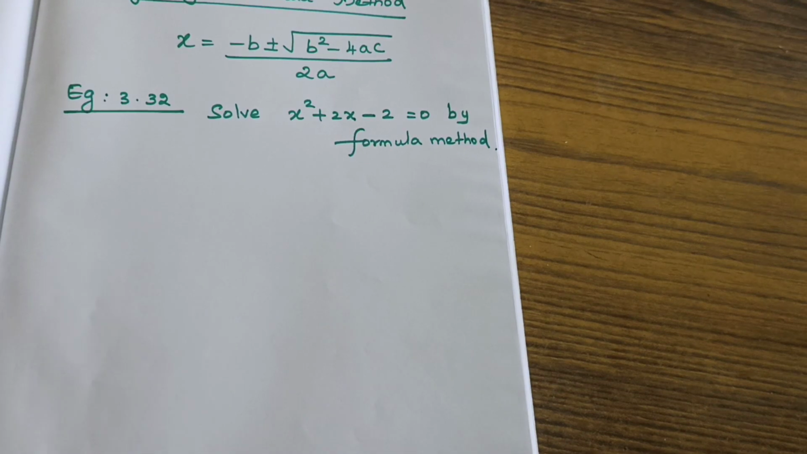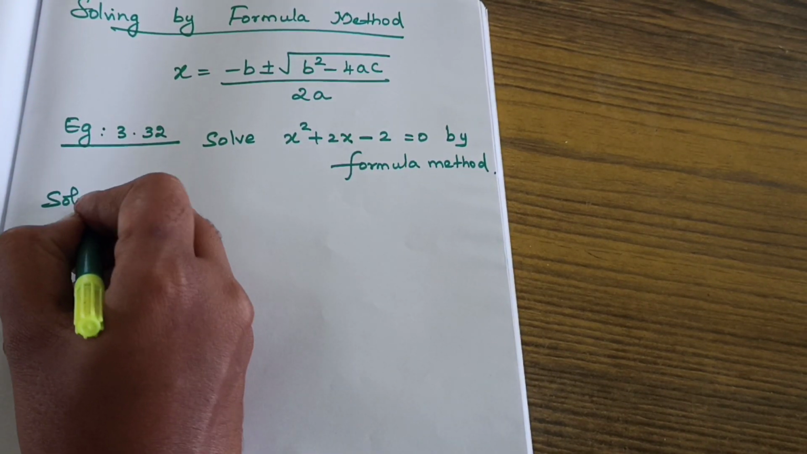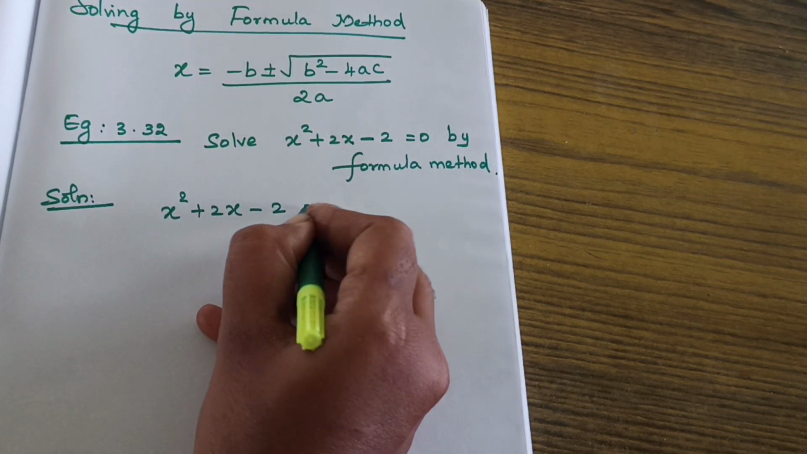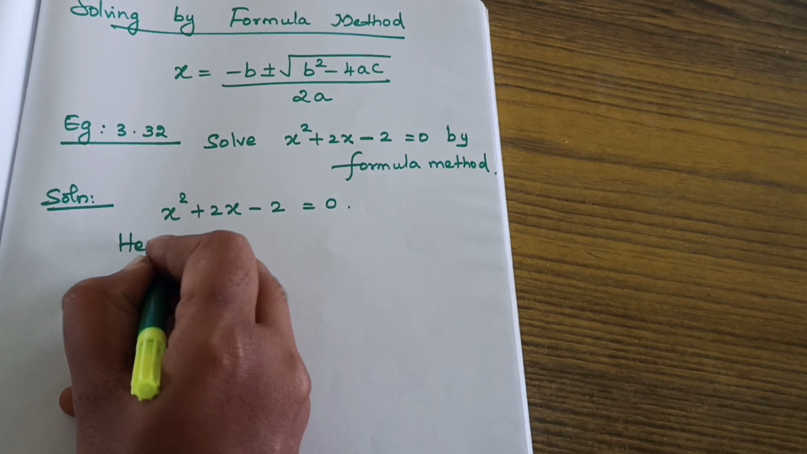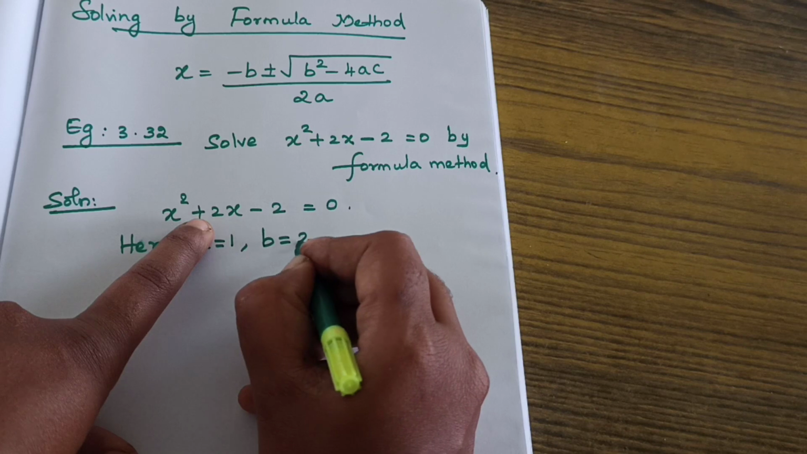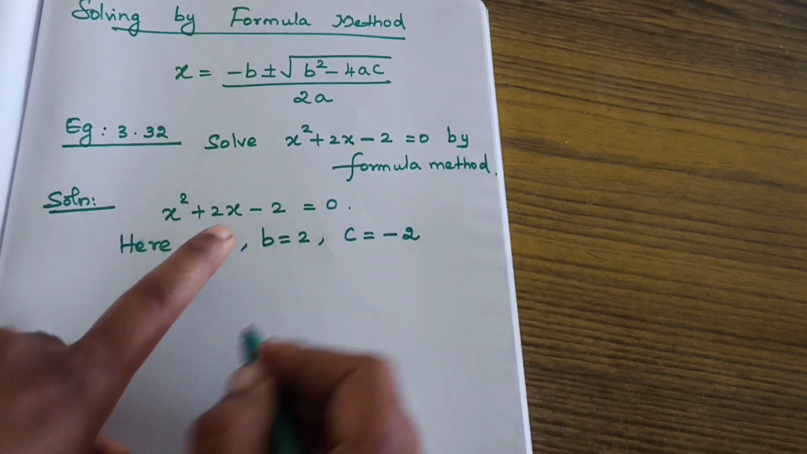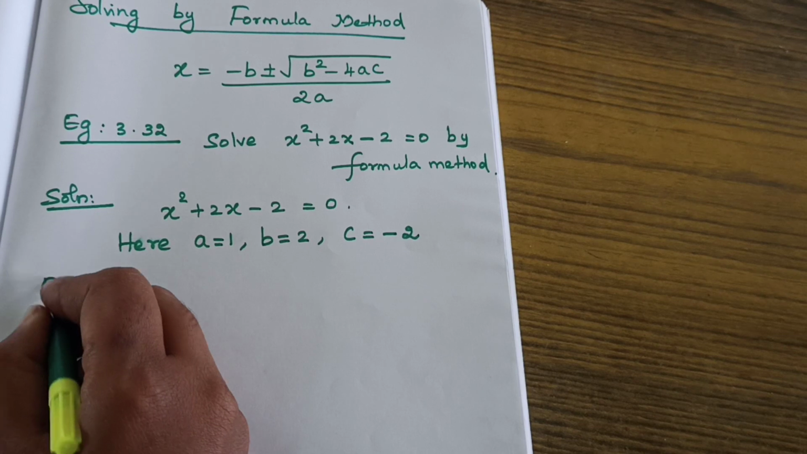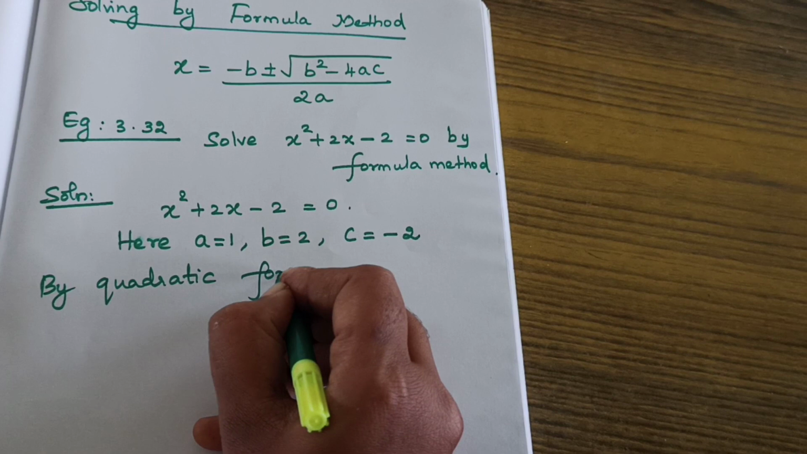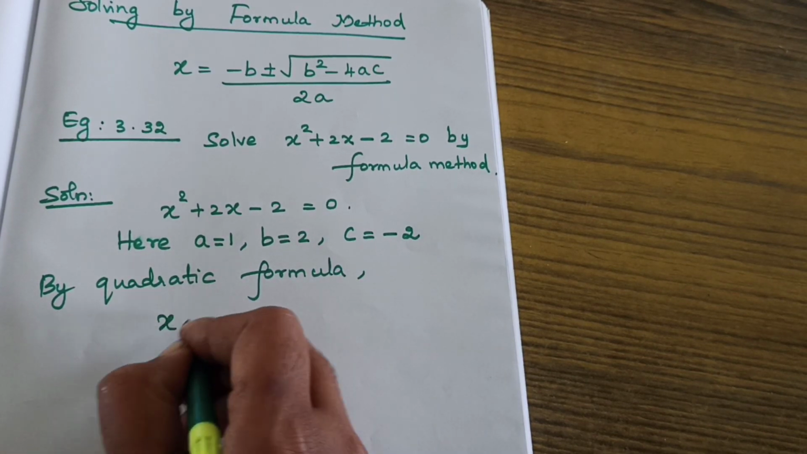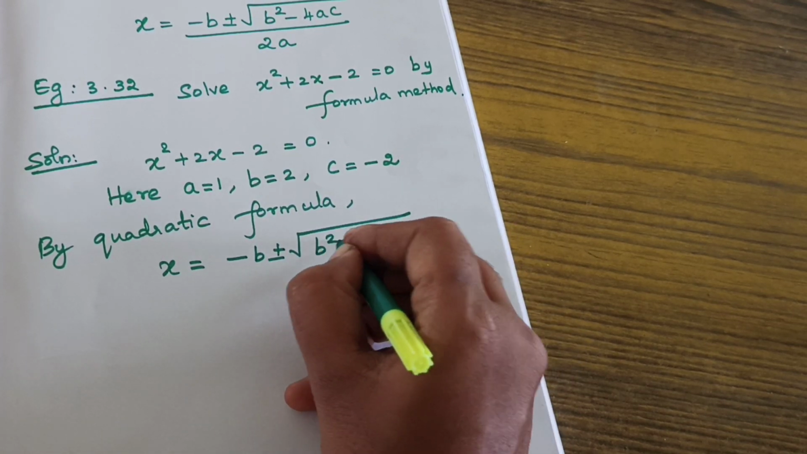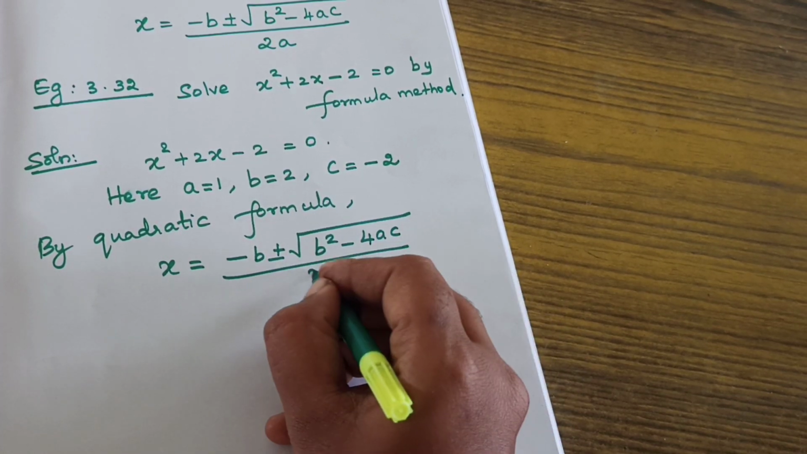Okay, so shall we do it now? This one is very simple. Solution. First write the equation, the given equation. X square plus 2x minus 2 equal to 0. Then here a equal to, a means coefficient of x square, 1, b equal to 2, c equal to minus 2. Then apply the formula. By quadratic formula, x equal to, you need to write the formula, minus b plus or minus square root of b square minus 4ac by 2a.